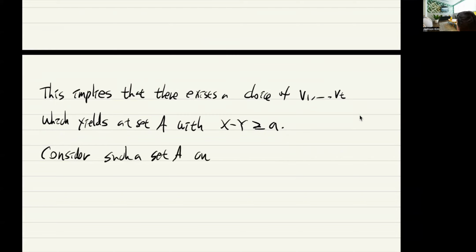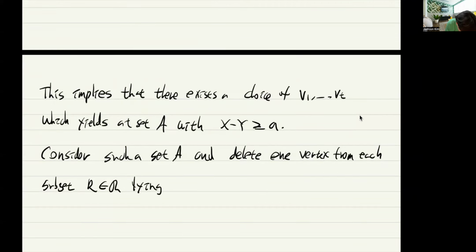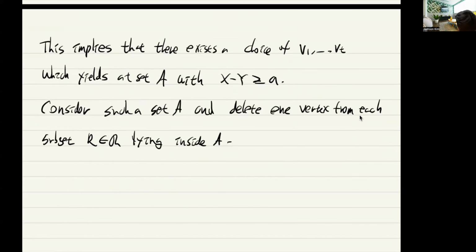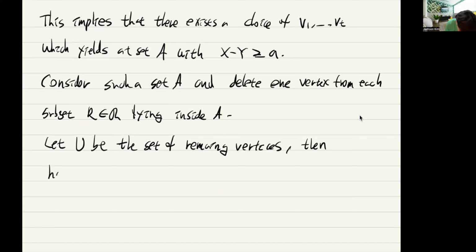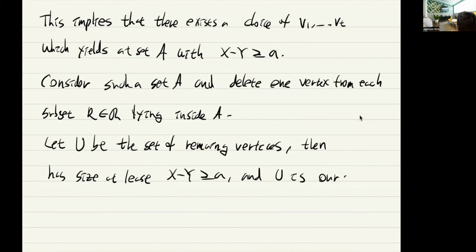We consider such a set A and delete one vertex from each subset R which lies inside A. And the resulting set U is then of size at least X minus Y, which is at least a, and U is our desired set. So this finds what we want.